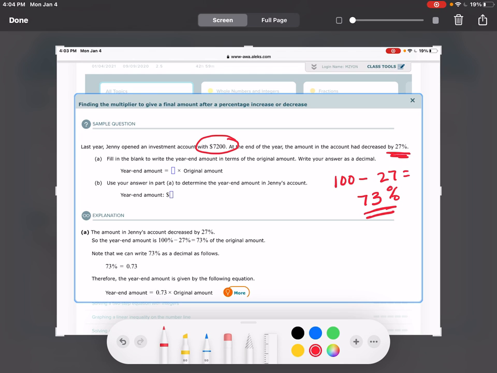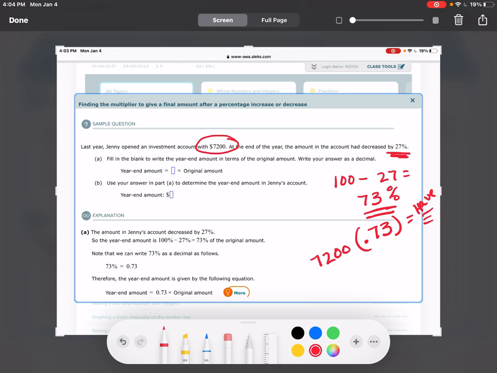So if we multiply 73% or 0.73 times our original amount of money, we will get the amount we have, not the amount that went away, but how much we actually have in our bank account. Okay, that's what we do with a decrease.